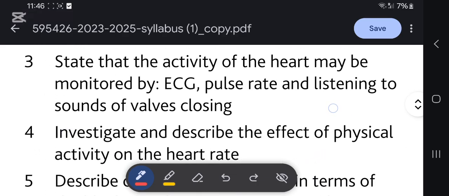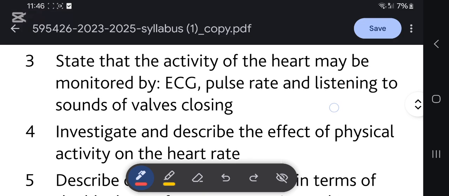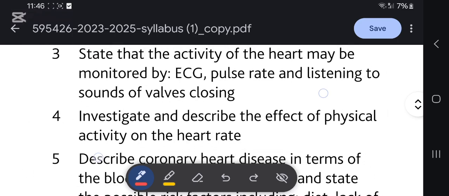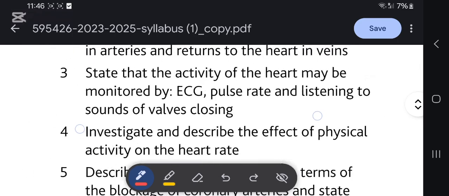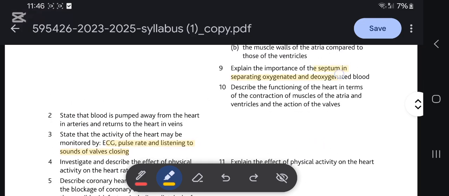Activity of the heart may be monitored by listening to the ECG, listening to the valves opening and closing, and even by the pulse rate. So these are three ways in which the activity of the heart can be monitored: ECG, pulse rate, and listening to the sounds of the valves closing. Make sure you know all three of these. And the septum is important, separating oxygenated and deoxygenated blood, and blood is pumped away from the heart in arteries and returns to the heart in the veins.